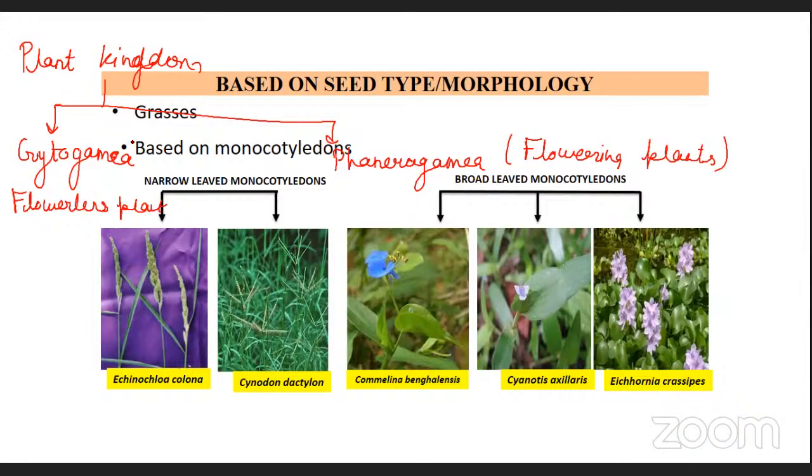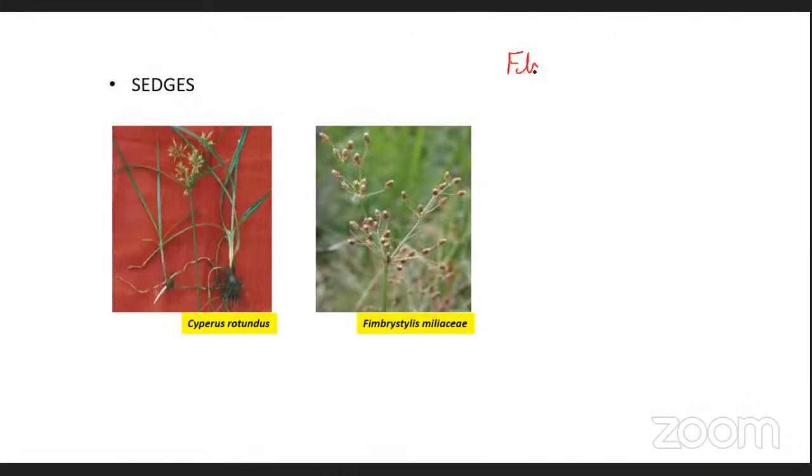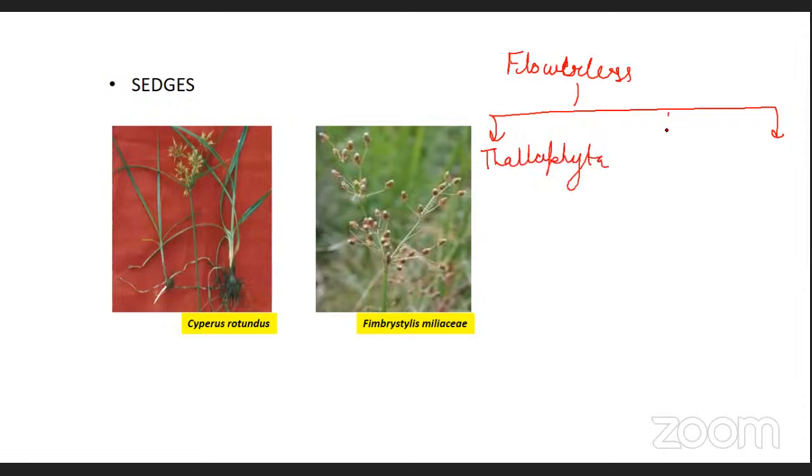If we classify this further, this flowerless plant group, cryptogamy, is again divided into three categories. The first one is Thallophyta, the second one is Bryophyta, then we have Pteridophyta.